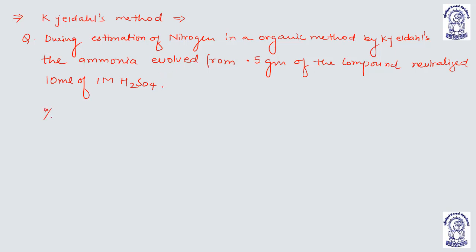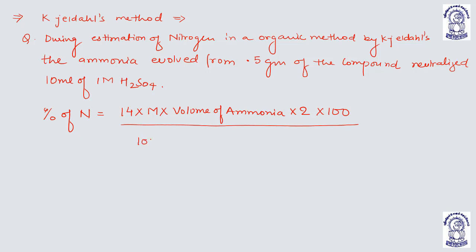So according to the percentage of nitrogen, the formula is 14 into molarity into volume of ammonia into 2 into 100 upon 1000 into weight of organic compound. Okay, this is the formula.